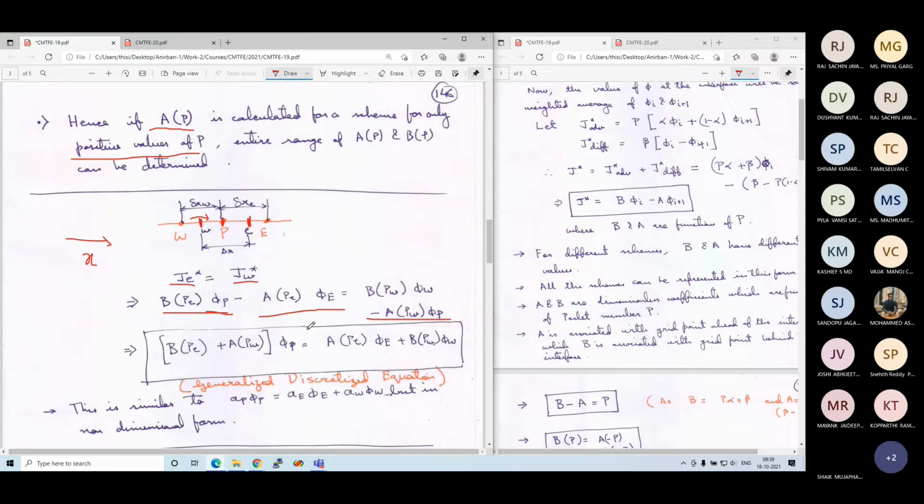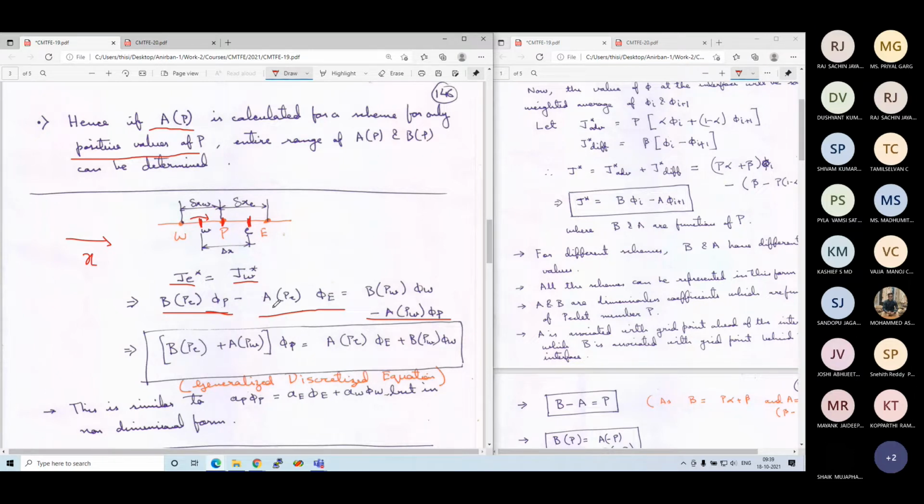And we can then calculate B at the Peclet number at the same location also. How? Because B is equal to A plus P. Because A is 1 minus P by 2, B is equal to 1 plus P by 2. So if P is 3 at this point, B is equal to 1 plus 3 by 2. Similarly, if we know the Peclet number here, A is 1 minus PW by 2, so B will be 1 plus PW by 2. We can calculate. If the Peclet number is negative, then also we can calculate.